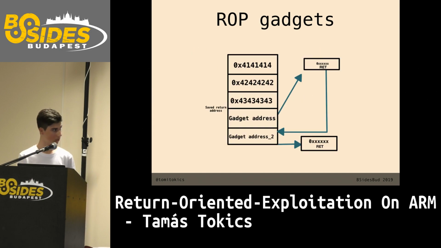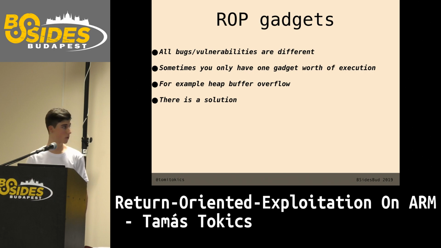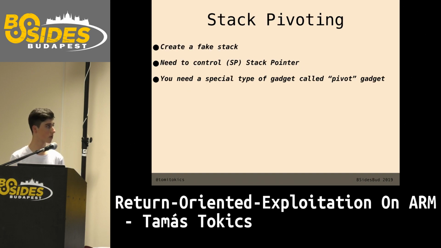Here's a quick diagram of how gadgets work. You can see the saved return address, which is where we override the program counter. We put our first gadget's address there, which points to the first gadget. Once it's executed, it returns back to the stack and goes on with the gadget-two address, and so on. But as we all know, all bugs and vulnerabilities are different, and sometimes you only have one gadget's worth of execution, for example when you're dealing with a non-stack-based function pointer overflow. There's a solution for that, called stack pivoting.